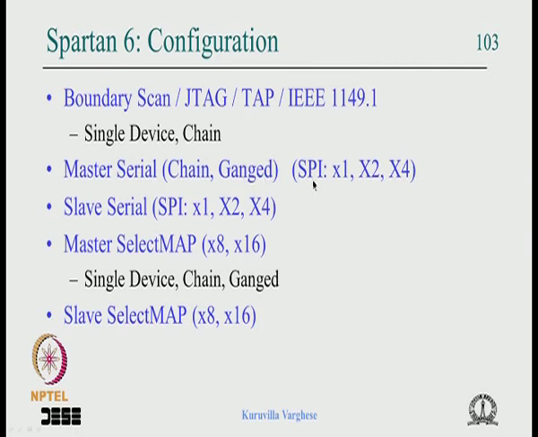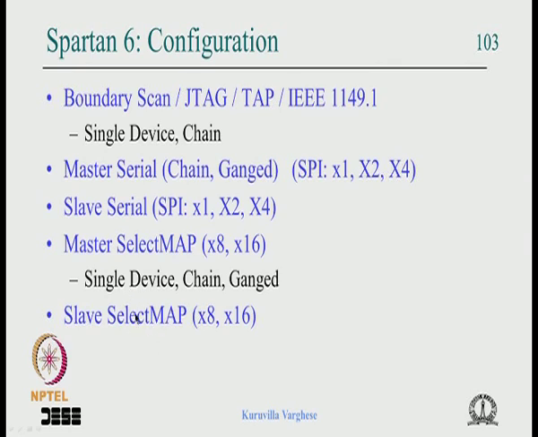And now in the serial mode, if you use the SPI flash, the data bit can be 1 bit, 2 bit or 4 bit. There are appropriate pins, and similarly for the slave serial. Normally, as I said, slave serial works along with the master serial for the chain, and in the select map you have 8-bit and 16-bit configuration. You can have a single device or you can have a chain of devices in select map.